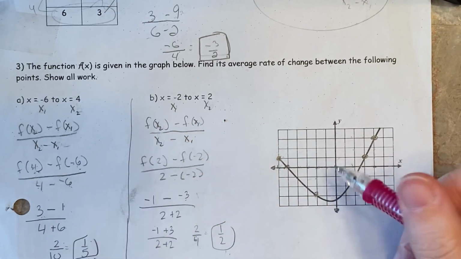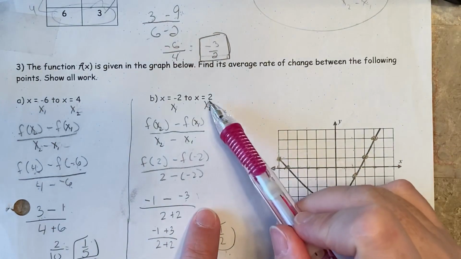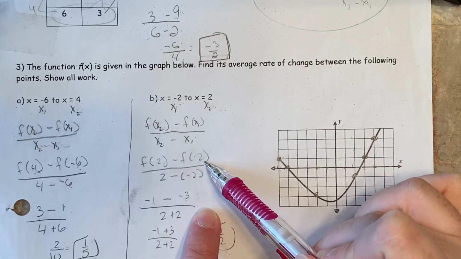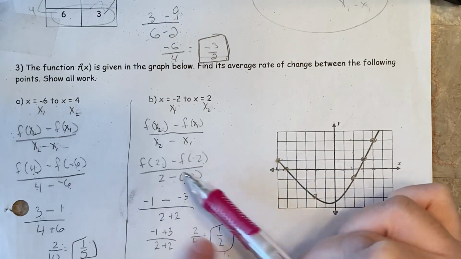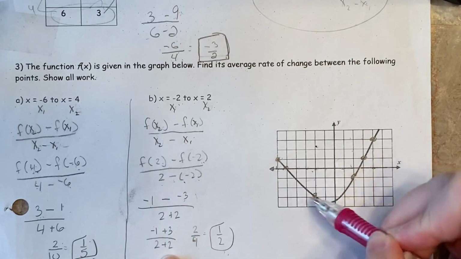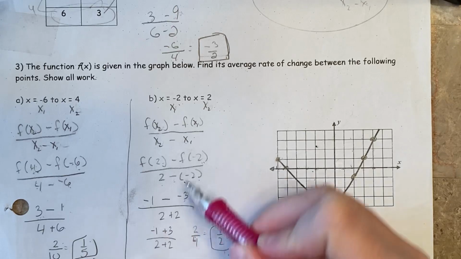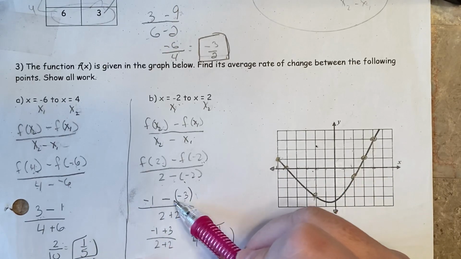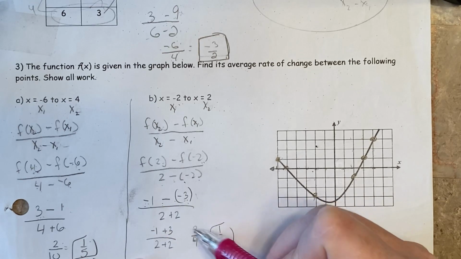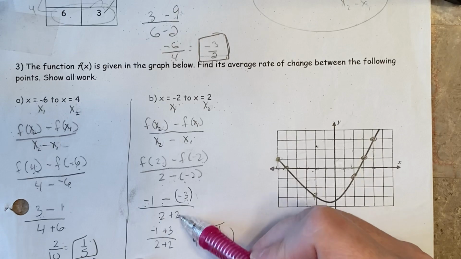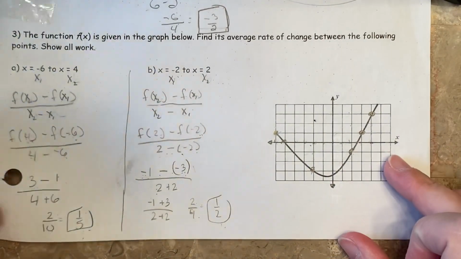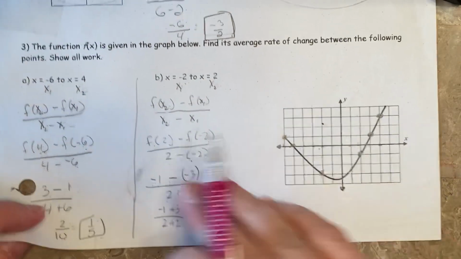Next one. Sorry, let's try that again. So f of x2, so 2 goes here, -2 goes here, and then it's 2 minus -2. F of 2 is -1, that's where that comes from. F of -2 was your -3, that's where that is from. So -1 minus -3 is really -1 plus 3. 3 minus 1 is 2. And then 2 minus -2 is really 2 plus 2. 2 plus 2 is 4, which gives 1/2. So 1/5 and 1/2 are your answers for the front, and you got these values right from your graph.